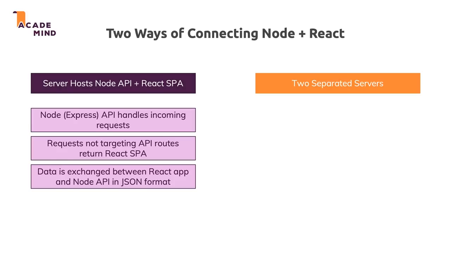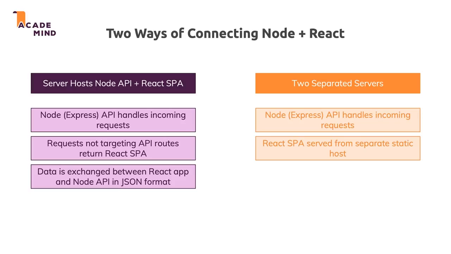If we have the two separated servers, then we really have two different machines. One which has our Node API on it, our NodeExpress API, and one which is served from that very simple so-called static host.